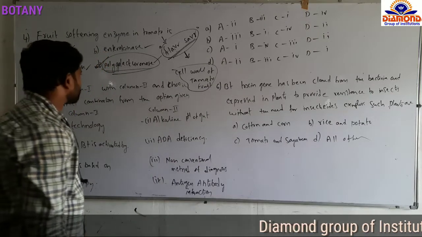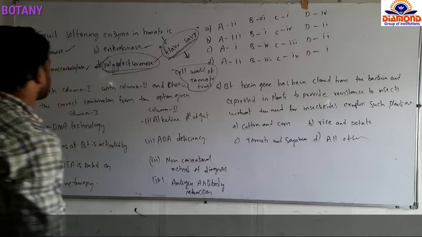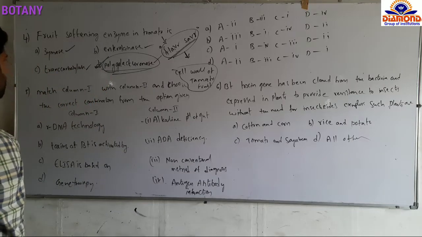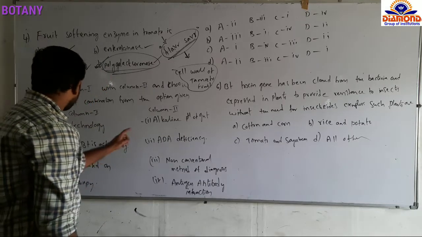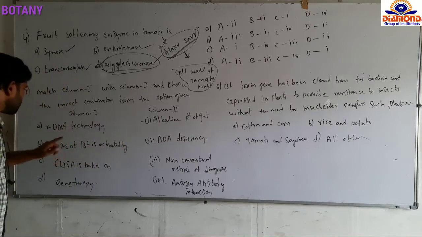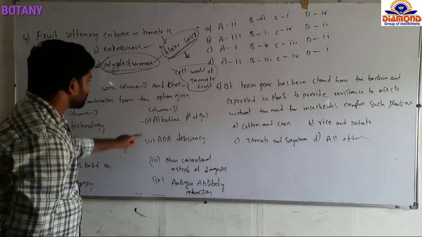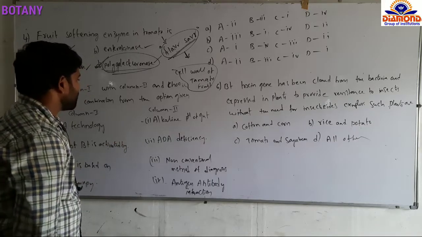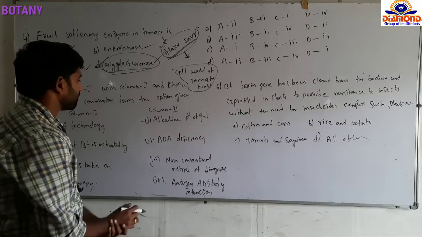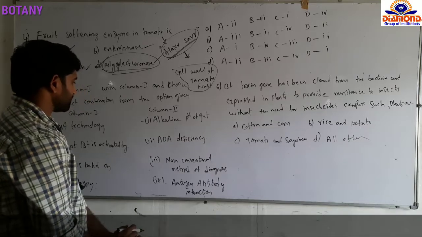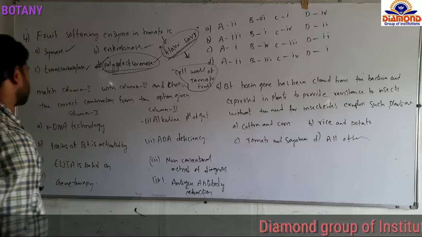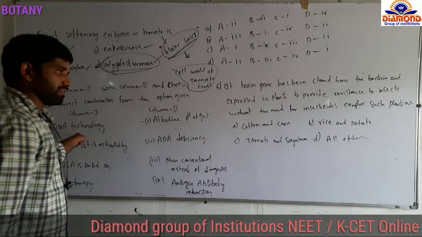Match column 1 with column 2 and choose the correct combination from the options given below. Column 1 and column 2. In column 1 they have given rDNA technology, toxins of Bt are activated, ELISA is based on, and option D, gene therapy. Column 2: alkaline pH of blood, ADA deficiency, non-conventional method of diagnosis, antigen antibody interactions. Now, recombinant DNA technology.